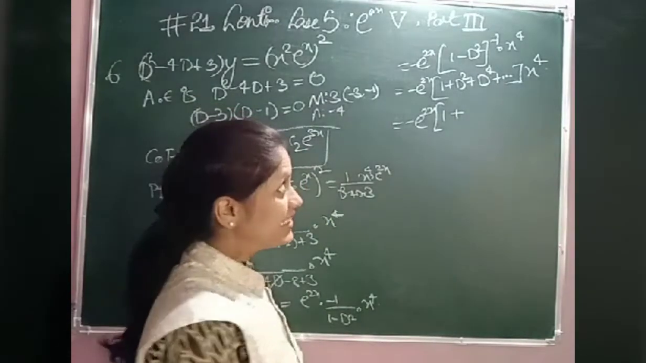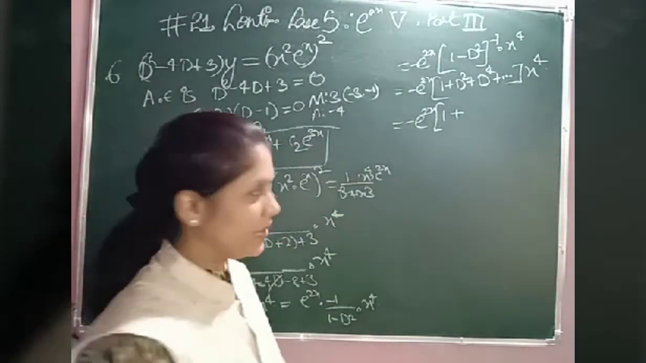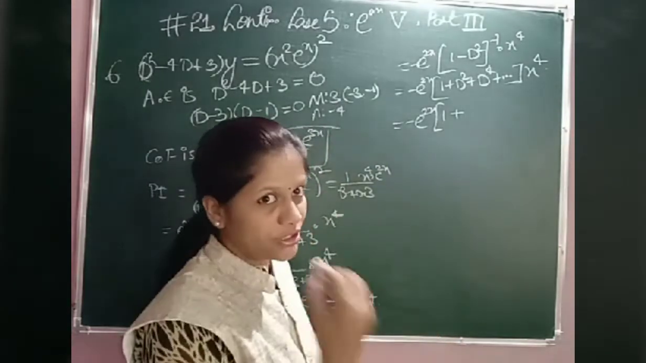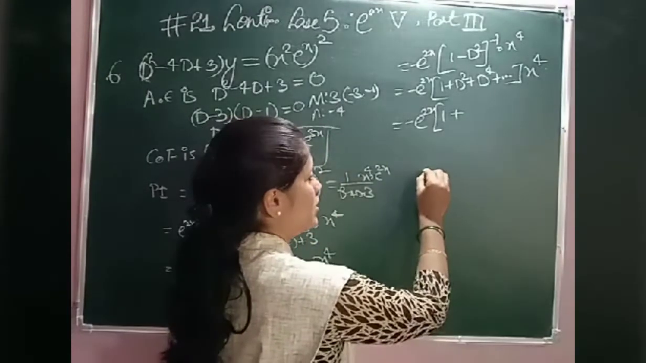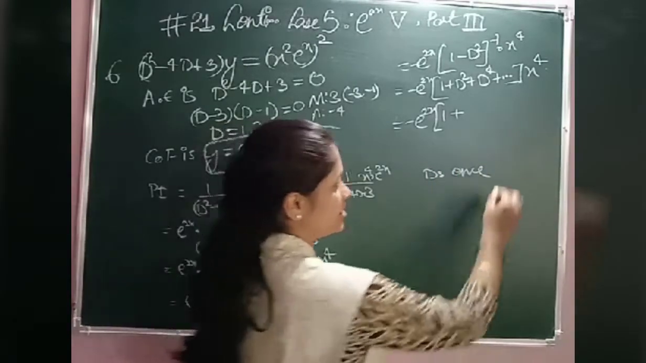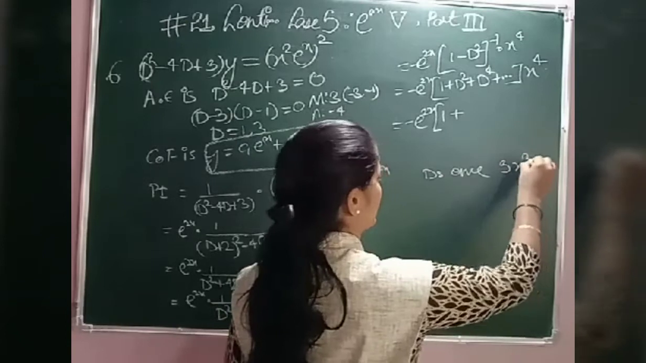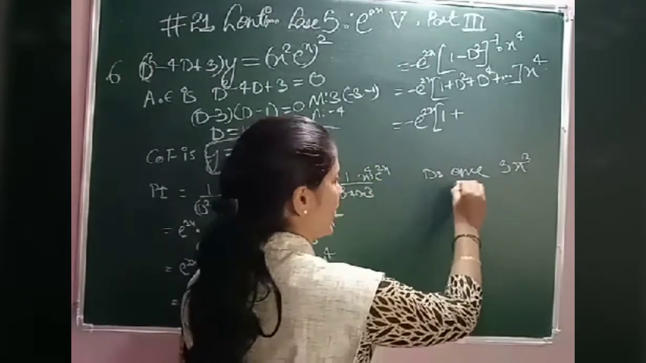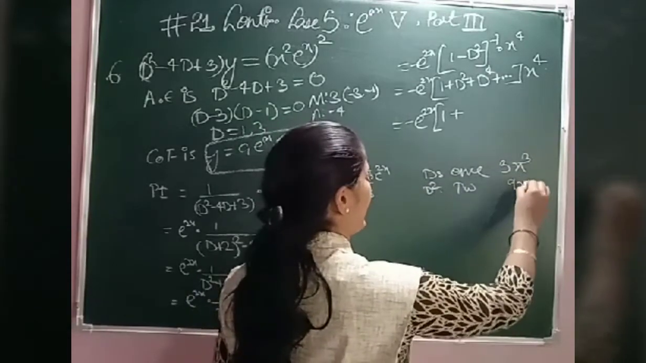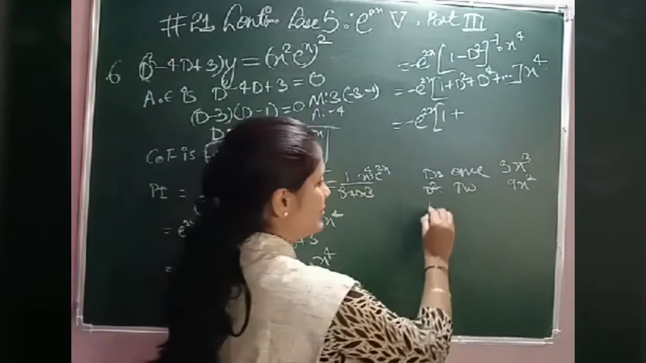Now, what does D square of x raised to 4 mean? D stands for differentiation, and D square stands for 2 times differentiation. So D, one time differentiation. What is one time differentiation? 4x cube. What is twice? That is D square, 4 times 3 is 12x square. What is 3 times?